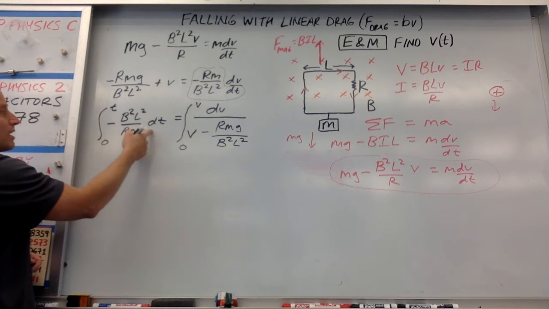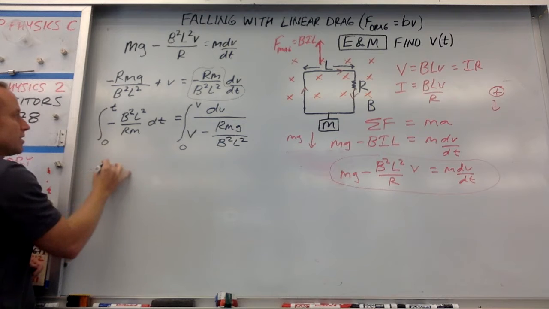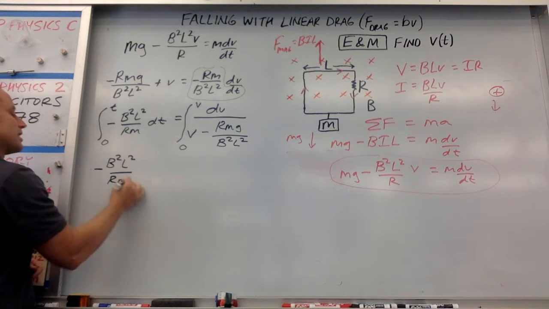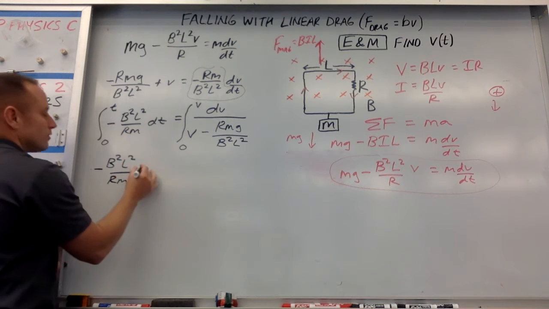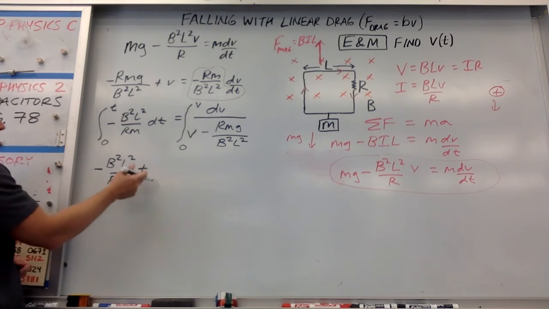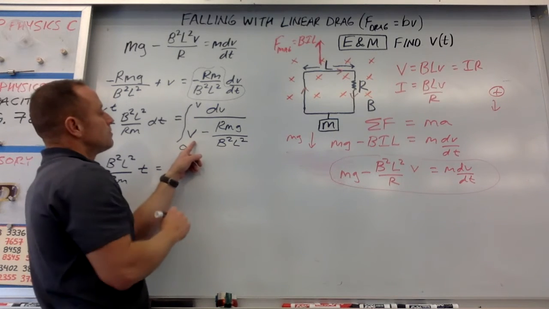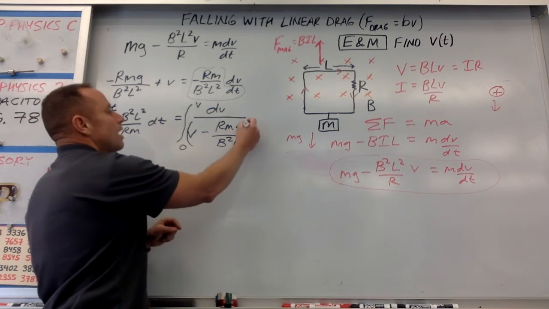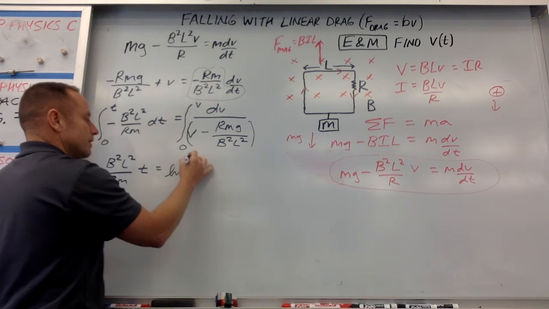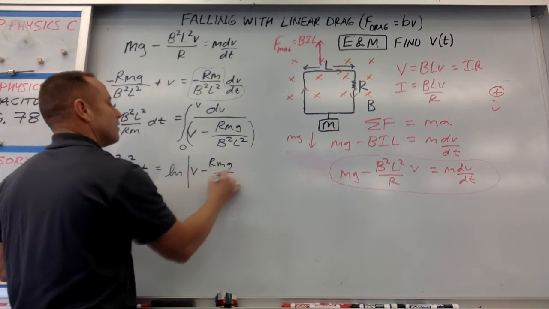This side, simple integral, that's just a constant, so it's just integral dt. So that side will just integrate to minus b squared L squared over Rm, because that's just a constant. And you just have that integral d of dt, which just becomes t, evaluated at t minus 0, which just gives you a t. And then this integral is just going to be natural log of this stuff that's in the bottom. So we'll get natural log of v minus Rmg over b squared L squared.